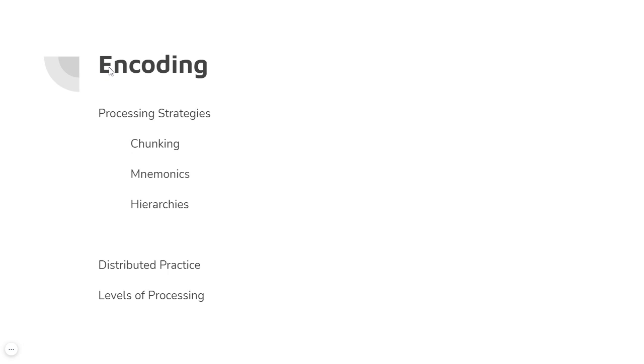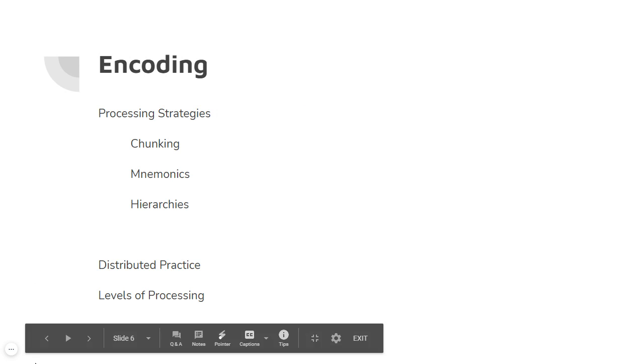So that's the basis of how we start to study memory, how we go through and encode information. Next we'll look at how the information is actually stored in your brain and then how we can go through and retrieve that information.